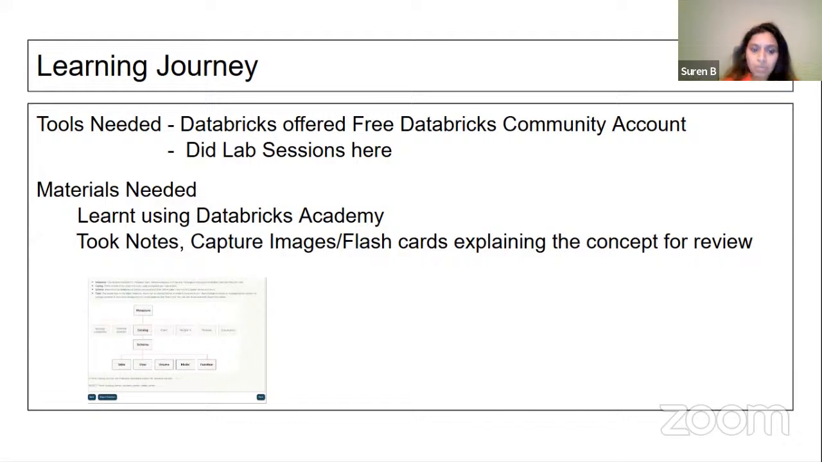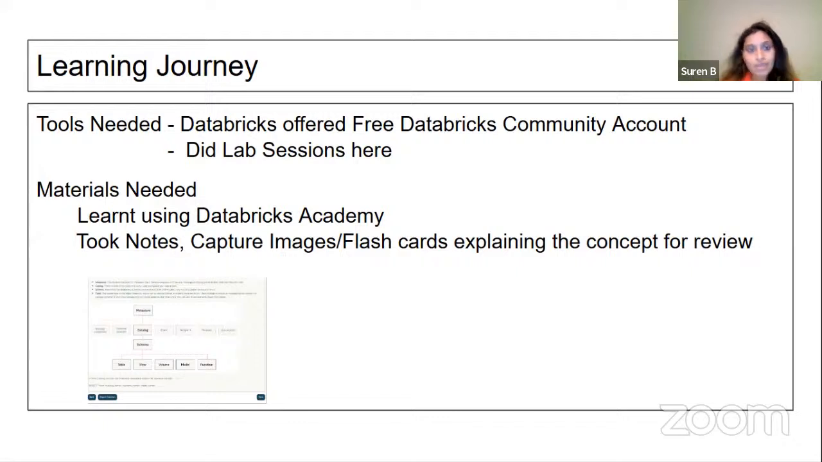I captured some images, like something like this. If there is an explanation and there are some images that help me remember the concept, I would constantly take these kinds of images and save them somewhere as a flashcard, so that it's easier for me to revise when I want to take the test. So that is how I prepared some flashcards, saved them, and looked into them periodically when I was preparing for the test.